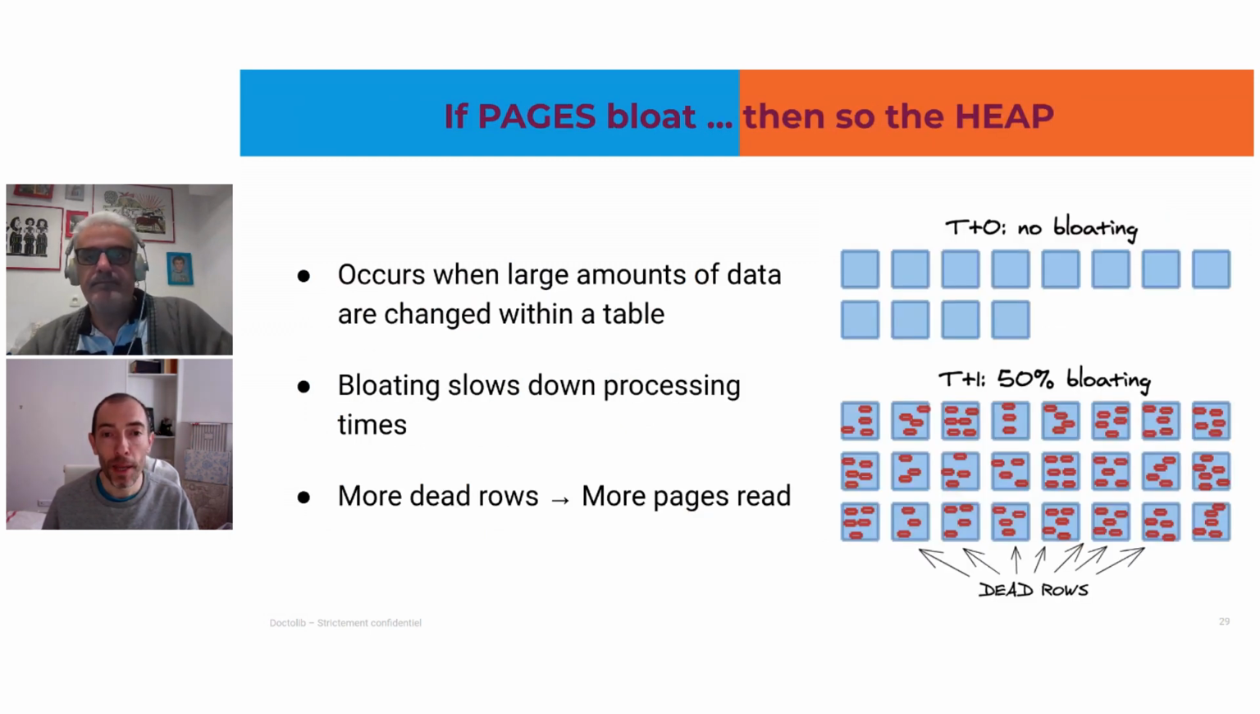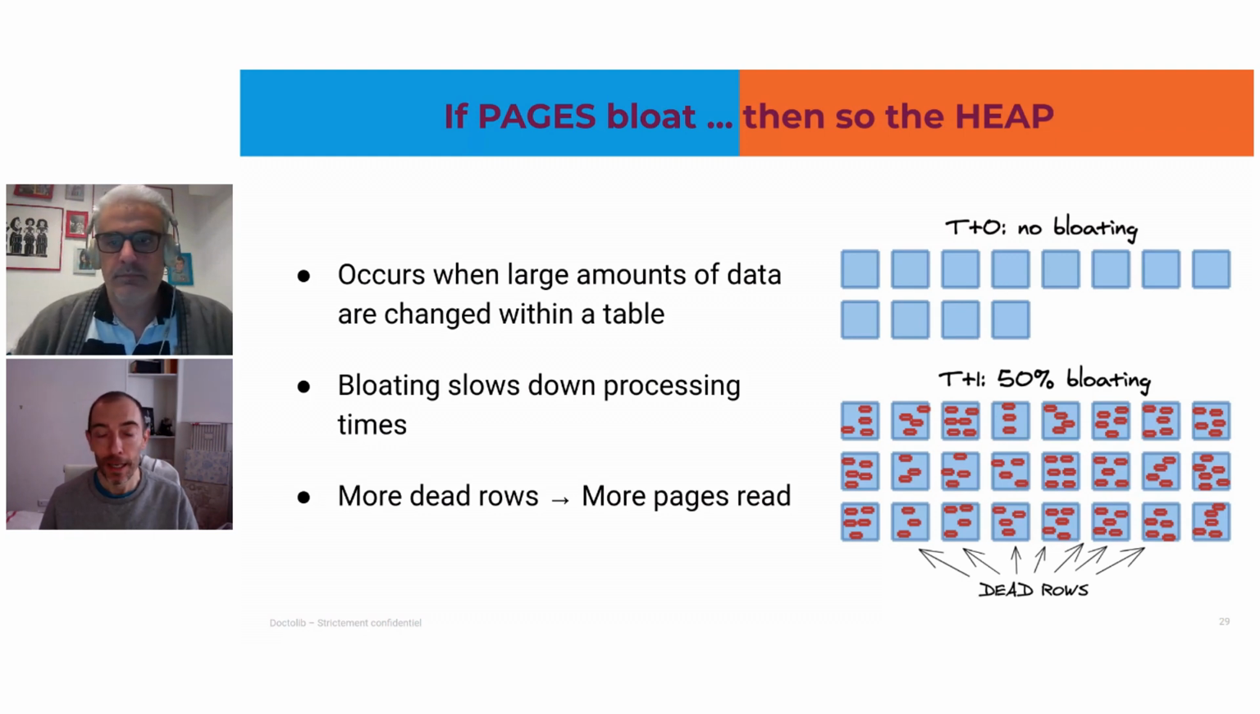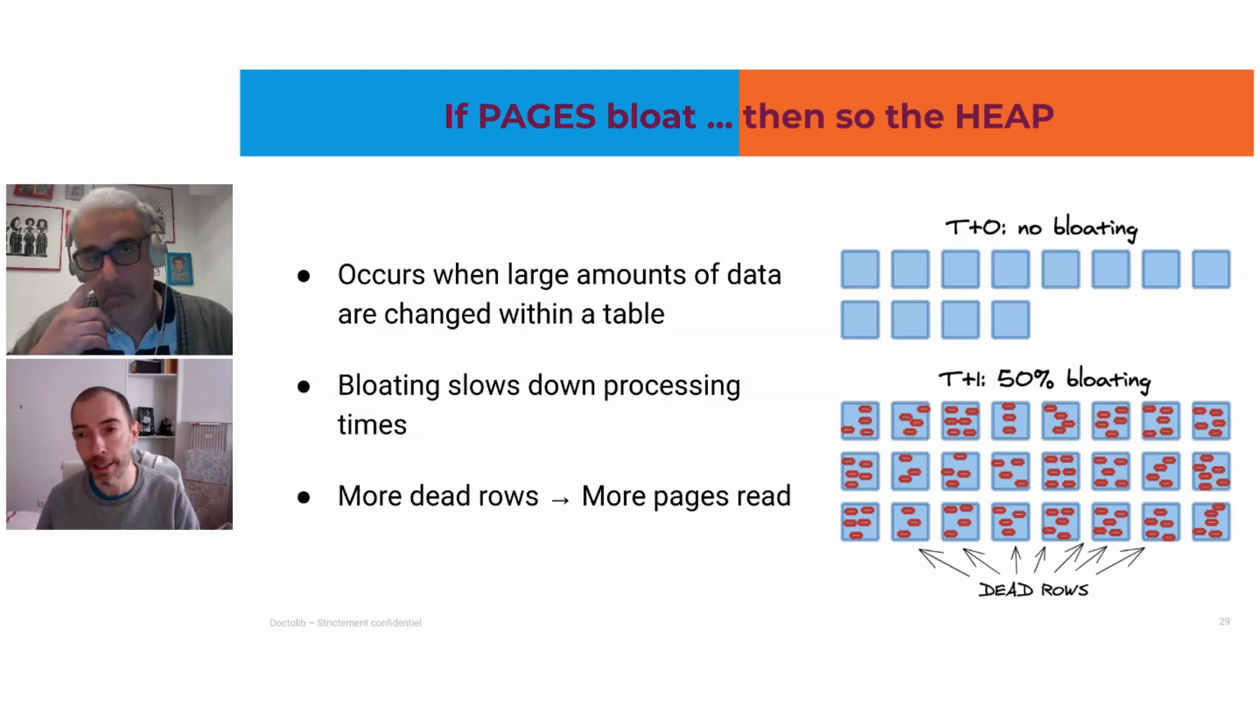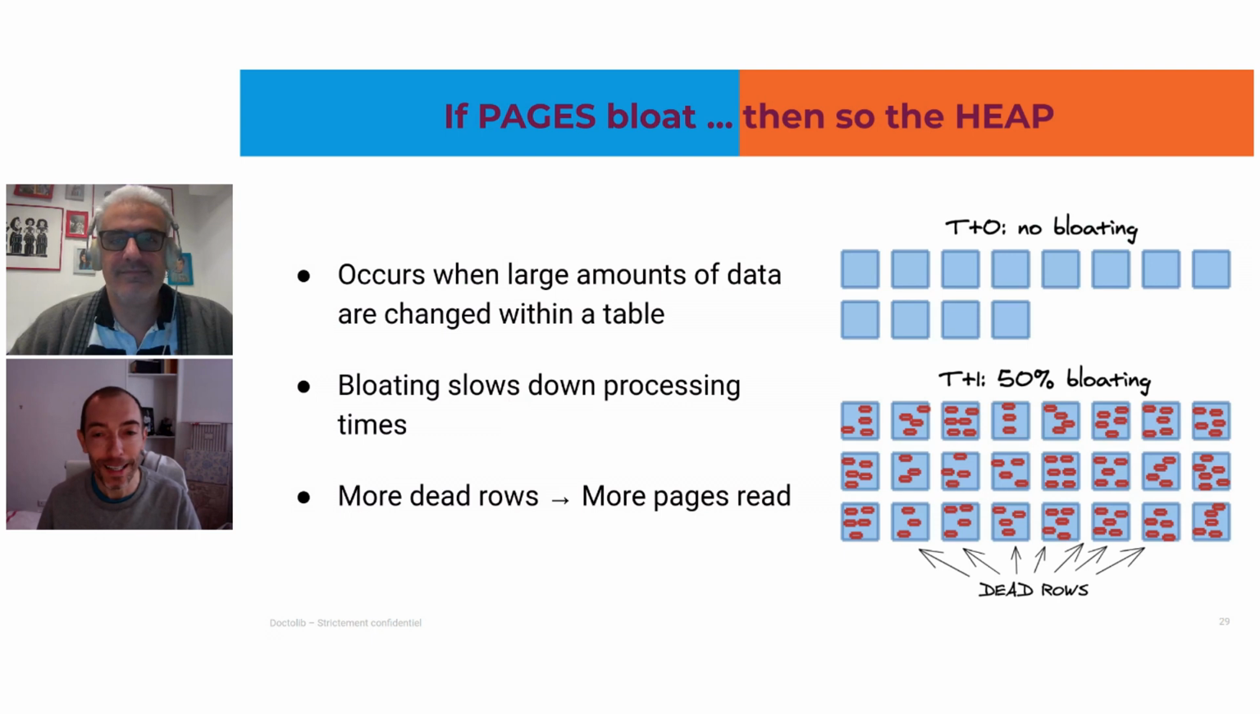All right. So if the page is bloated, then so is the heap. So let's take an example. Let's imagine that you have a table, and all the rows are spread on 8 megabytes. So 100 pages, because one page equals 8 kilobytes. So at first, at T0, we have no bloating. We just have new data. Nothing happened yet. So let's assume it's 100 pages, like I said.